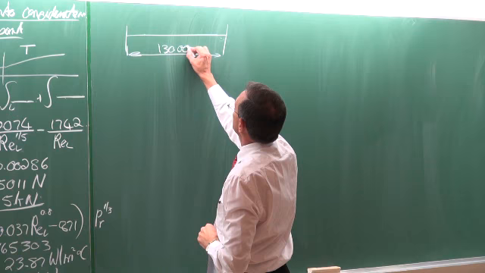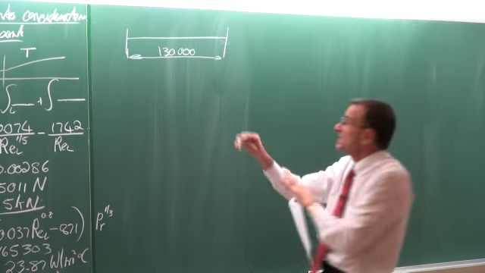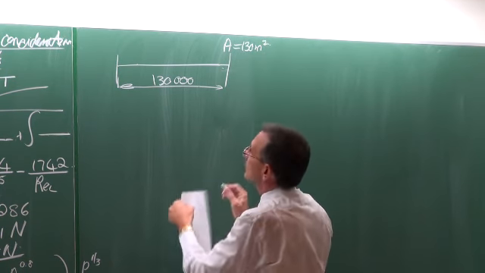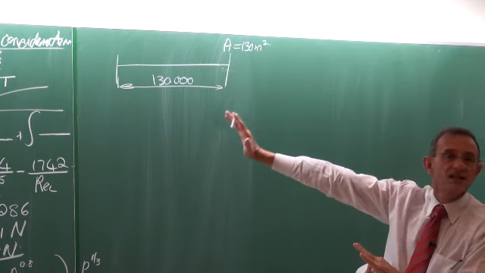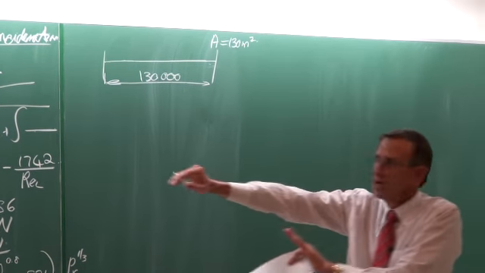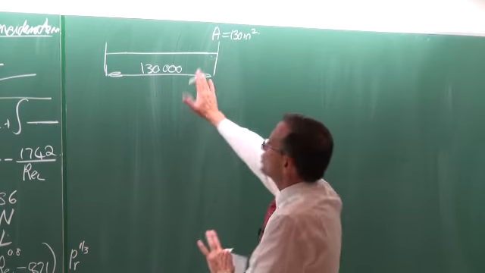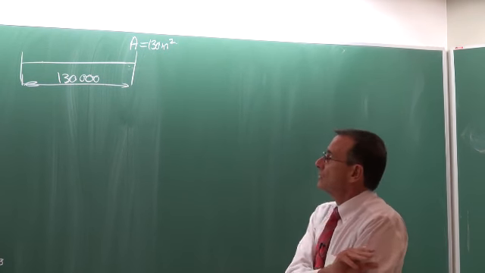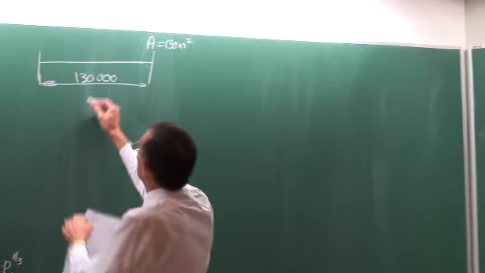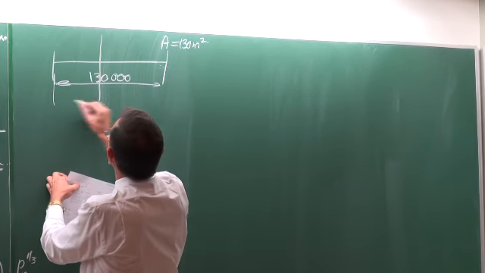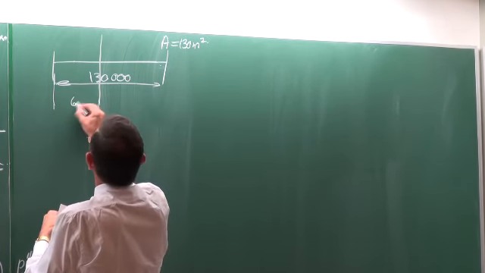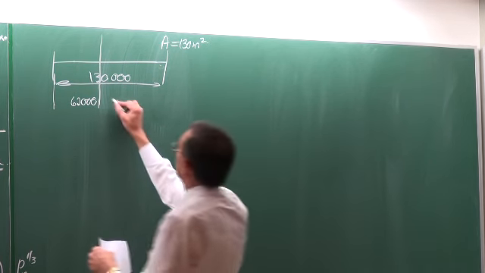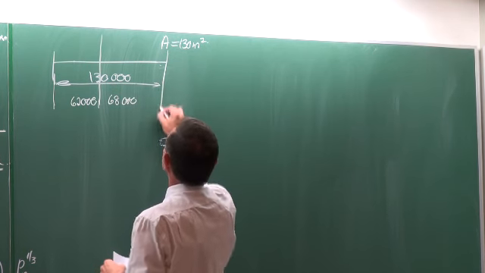So 130 meters. Again, the width is 1 meter, so the area of the plate is 130 square meters. The boundary conditions are exactly the same: the oil at 60 degrees Celsius, velocity 2 meters per second, surface temperature 20 degrees Celsius. Now, we've already calculated that the critical length is 62 meters, which means that the turbulent part should be 68.